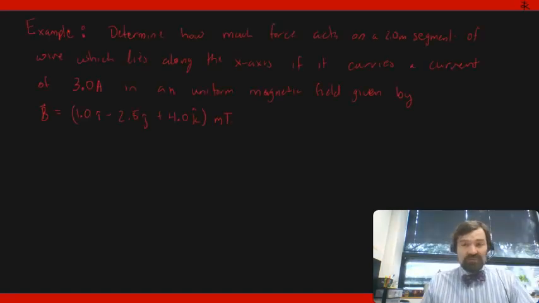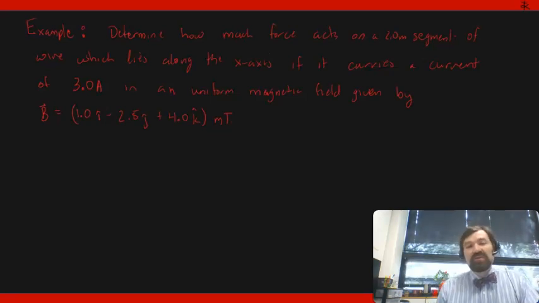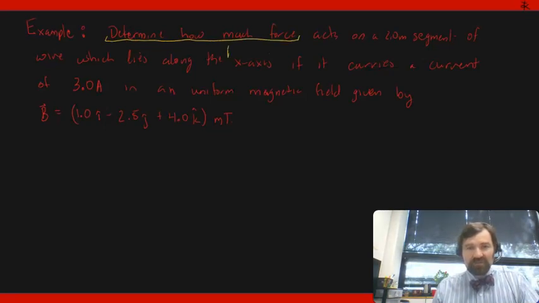In the example that we're going to work through, we are given a 2.0 meter segment of wire lying along the x-axis and carrying a current of 3 amps, which has been placed in a uniform magnetic field given by 1.0 i hat minus 2.5 j hat plus 4.0 k hat millitesla. We're trying to determine how much force, so what we're looking for is the magnitude of the force.